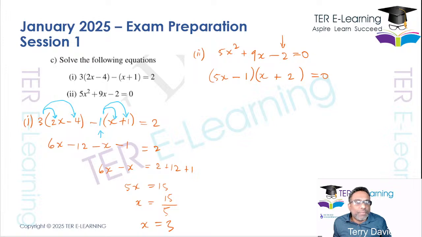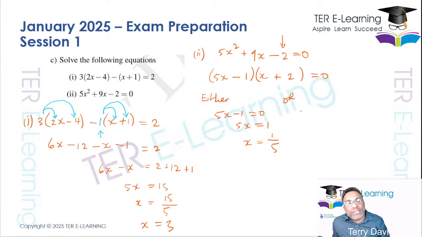So when I solve this, I will put each bracket equal to 0. You can say either 5x minus 1 is equal to 0, 5x is equal to 1, and therefore x is 1/5. So this is one answer. Or we can get a second solution and say x plus 2 is equal to 0, and therefore x is equal to minus 2. So when we solve a quadratic, sometimes we may get 2 solutions. Not all the time, but we may get that.